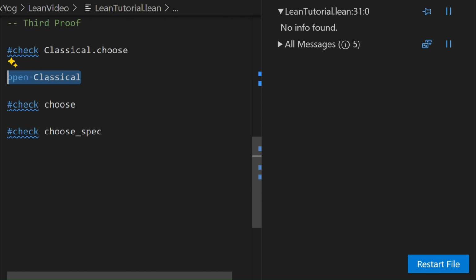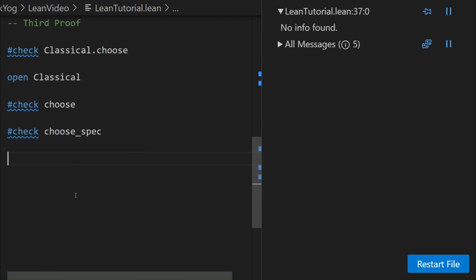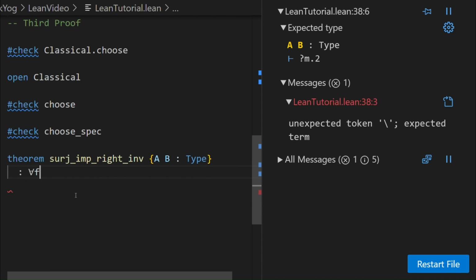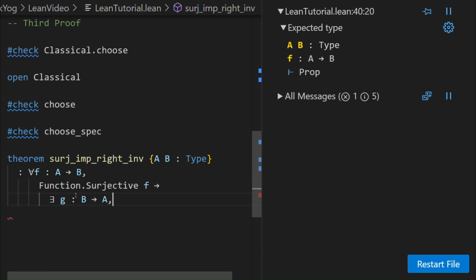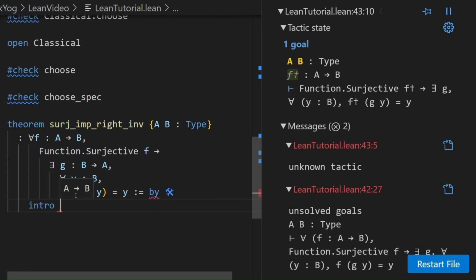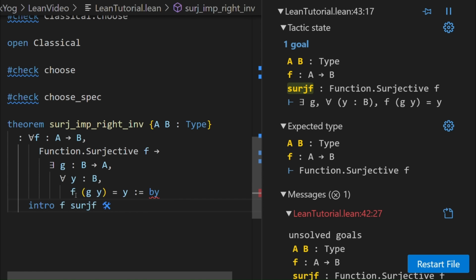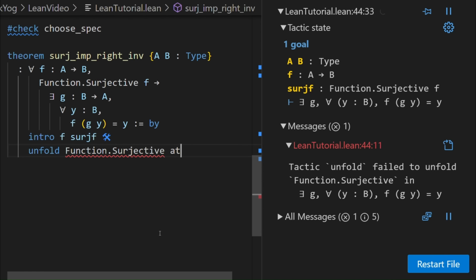Let's first open classical so we can just write choose instead of Classical.choose. Theorem surj_implies_right_inverse is the proof that for any types a and b, for all f from a to b, if f is surjective, then there exists a g from b to a, such that for all y in b, f of g of y equals y. Let's introduce the function f and assume the proof surj_f. F is surjective. Unfold the definition of surjective at surj_f.